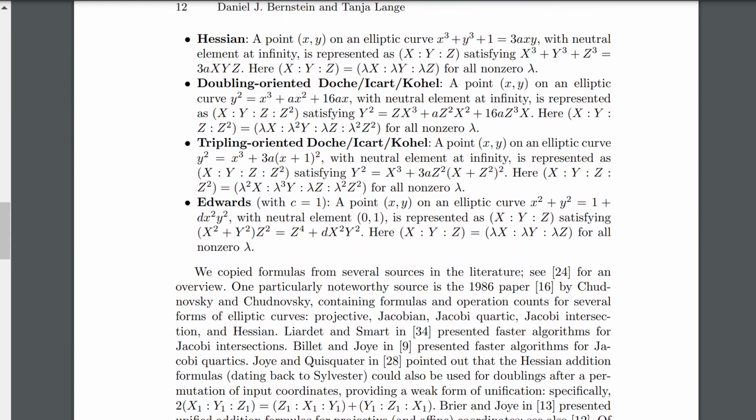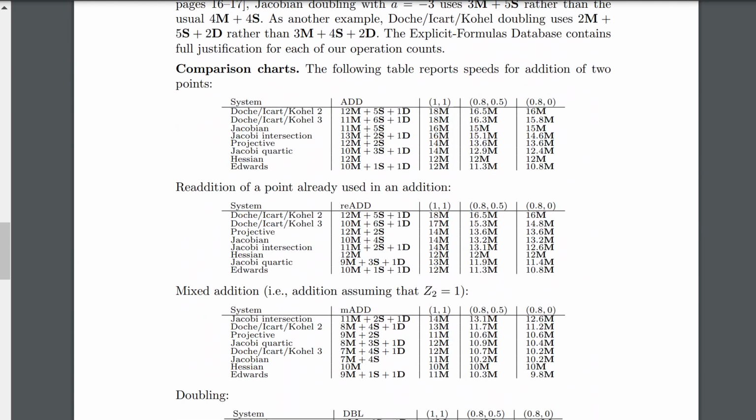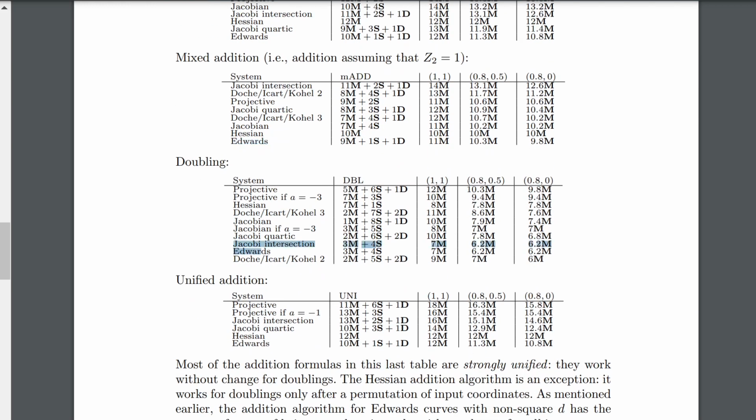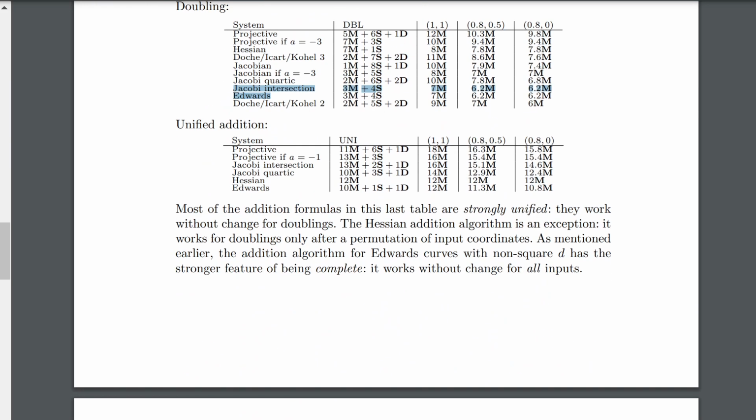You have Edwards in this list, and if we go down to these comparison charts, notice that the faster techniques, or the ones which require fewer operations, are at the bottom of each chart. And as we go through the charts, Edwards is at the absolute bottom here, at the absolute bottom here, absolute bottom here, next to bottom here, and absolute bottom here. So consistently across these different metrics, Edwards proves to be very fast.